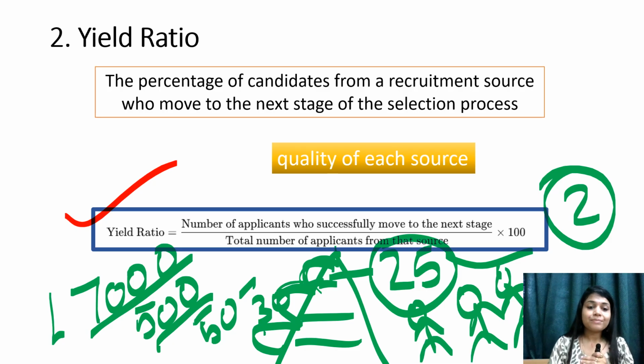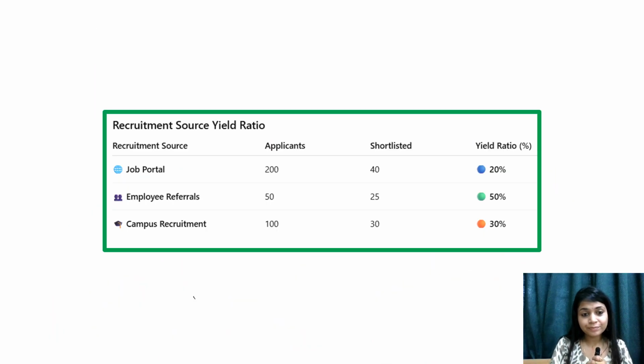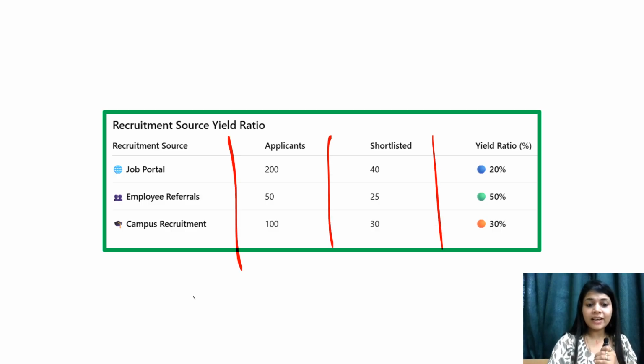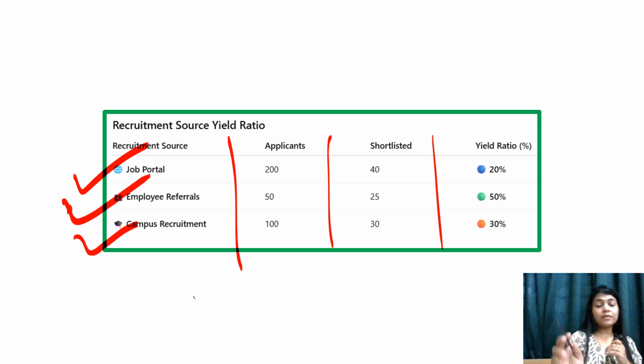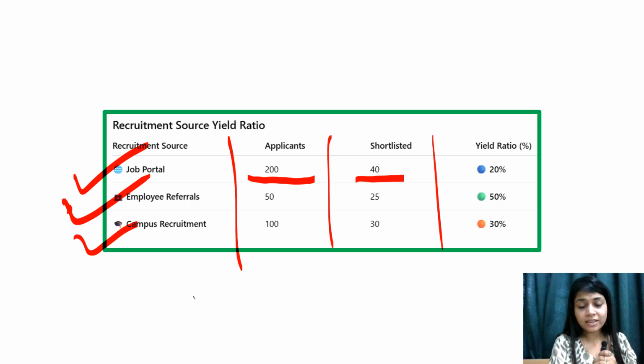So this yield ratio tells not only about the effectiveness but also the quality of each source. Let's understand with an example. In this table for recruitment source yield ratio, there are three given sources: job portals, employee referrals and campus recruitment. In the earlier slide we talked about the formula for yield ratio, which was candidates shortlisted upon total applicants. So let's take the example of 200 applicants and 40 were shortlisted.